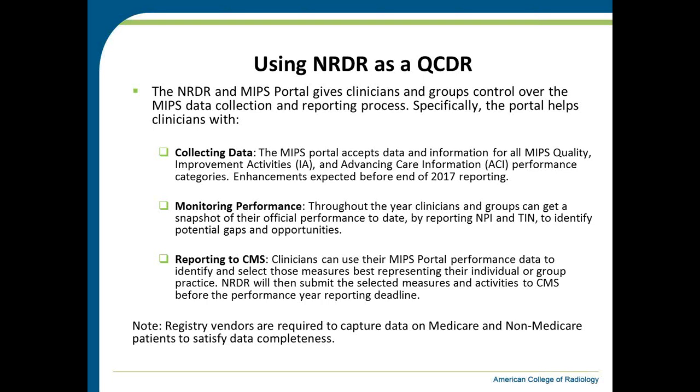And then the third essential function is that we will report all of your data to CMS towards the end of the year. You've given us data throughout the year, and at the end of the reporting period, we'll have an opportunity for you to select your measures or improvement activities, and then we would submit that information to CMS on your behalf, but only after you have selected and attested to the accuracy of your data.